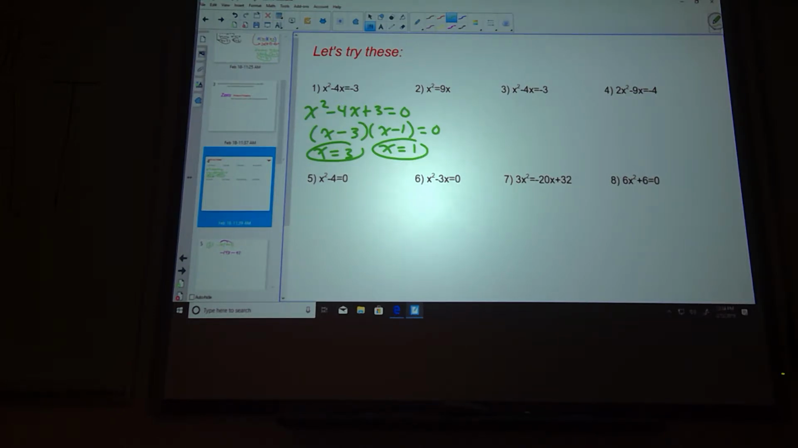Problem number 2. Is it equal to 0? No. How would I move the 9x over? What's the opposite of 9x? Negative. Subtract it. Negative 9x.